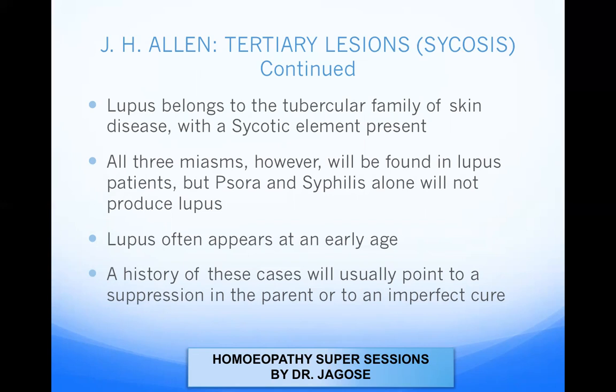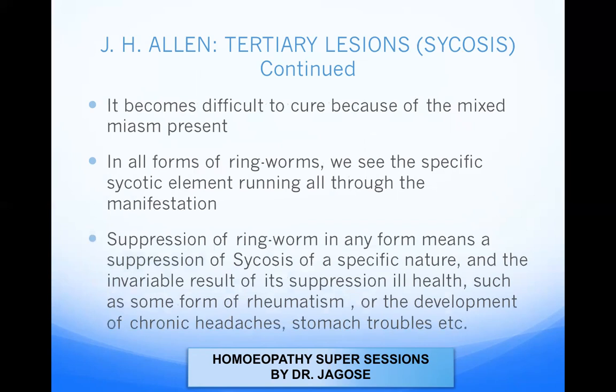Lupus often appears at an early age. A history of these cases will usually point to a suppression in the parent or to an imperfect cure. So whenever lupus is there, and if you take the case history, you will find out that there is some suppression in the parents or a cure which was imperfect due to suppression. It becomes difficult to cure because of the mixed miasm present. So lupus will become difficult to cure because of the presence of all the three miasms. So it's a complex miasm or a mixed miasm.